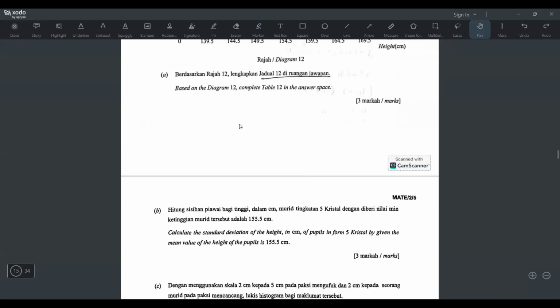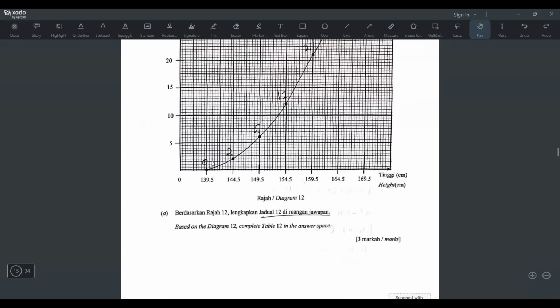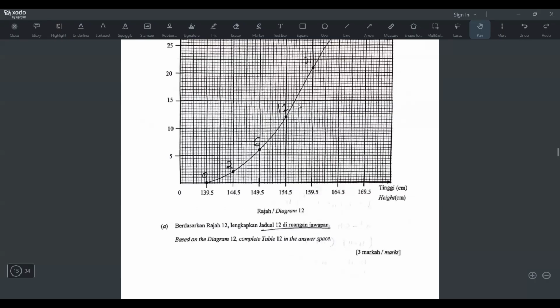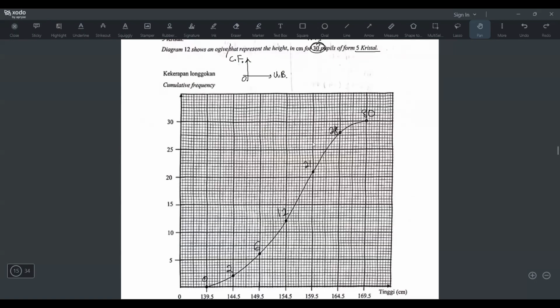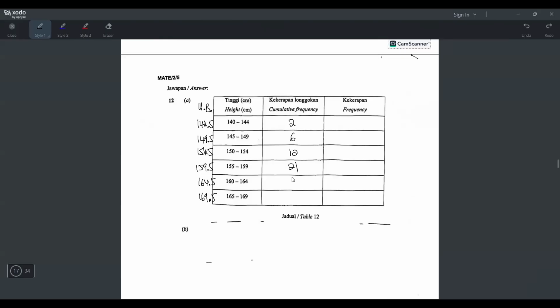So the 0 is no need to write, that means okay. And then the next one is 6, 12, 21. Just follow only, right? So just write 2, 6, 12, 21, and then the final two, let's look at it again. 28, 30, right? So you just write 28, 30. Okay, that is the cumulative frequency.